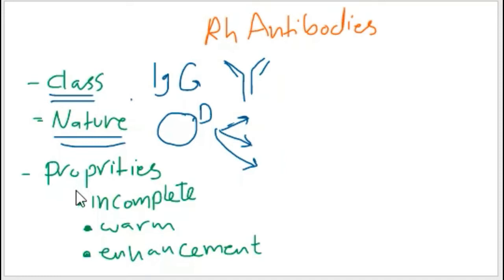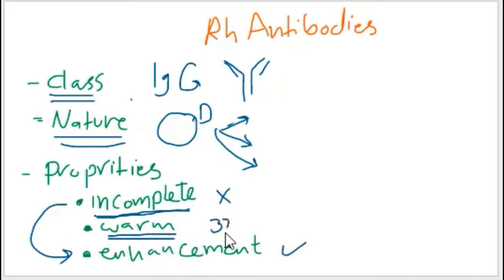Properties of these antibodies: they are incomplete. They are IgG type, so they are incomplete. Most of the IgG type are incomplete antibodies, so they cannot cause direct agglutination. They need an enhancement medium, such as Coombs reagent. They are warm antibodies, so they work at 37 degrees. Anti-D, anti-C, and anti-E, for example, work at warm temperature, so they do not work at room temperature. So these are the properties of the antibody.